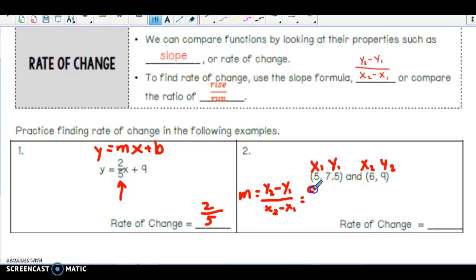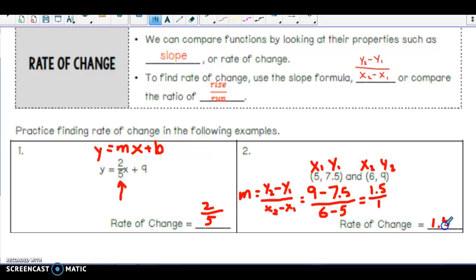So our y2, we labeled that 9 as our y2, our second point's y value. Our first point's y value was 7.5, so we're going to plug that in next so that we can find the change in our y values. On the bottom, we're going to find our change in our x values, so we need x2 minus x1. The last step is super easy. You're going to find the difference between our 9 and our 7.5, and then you're going to find the difference 6 minus 5. So your rate of change, we can just reduce this and call it 1.5.